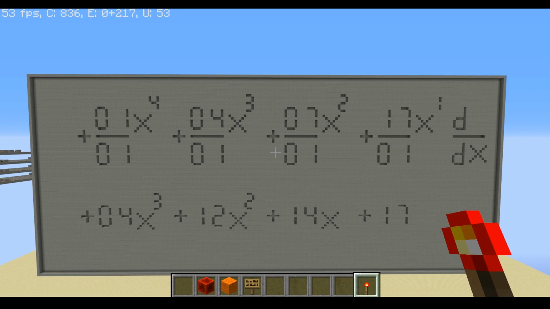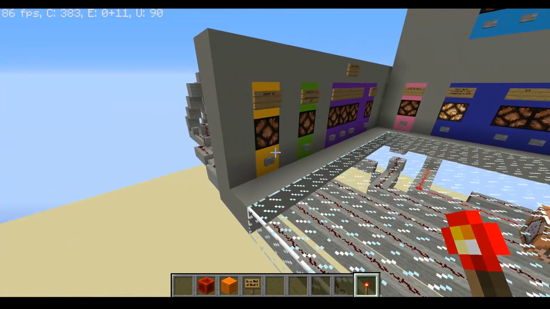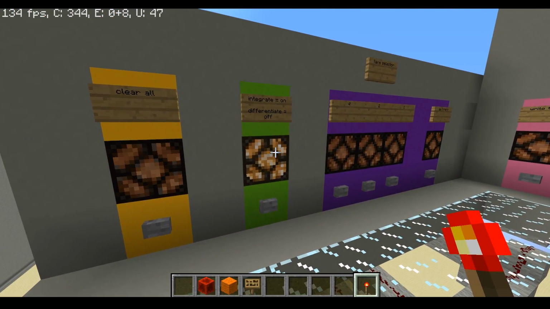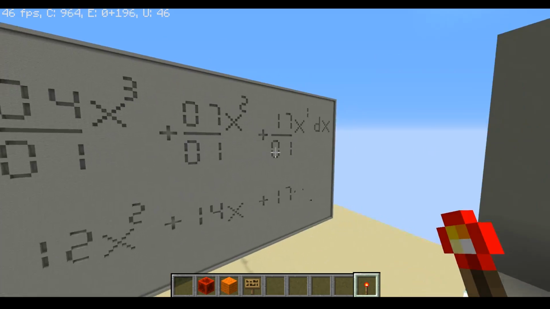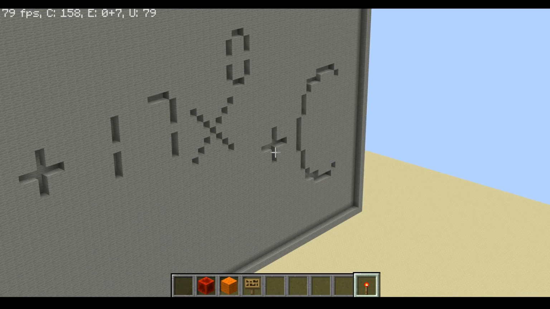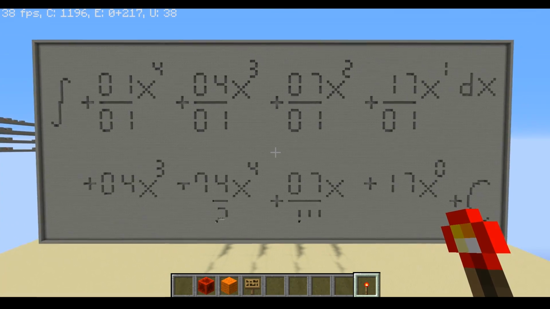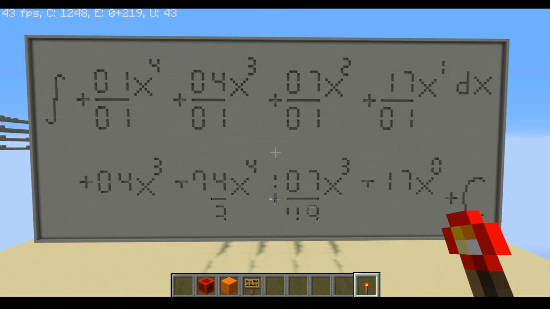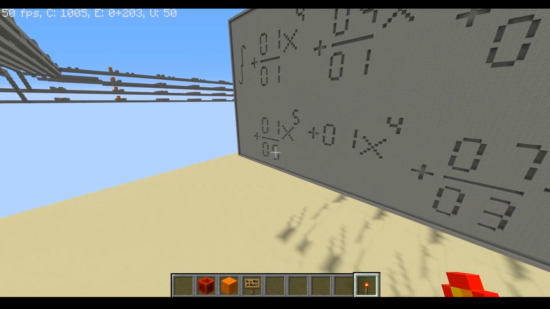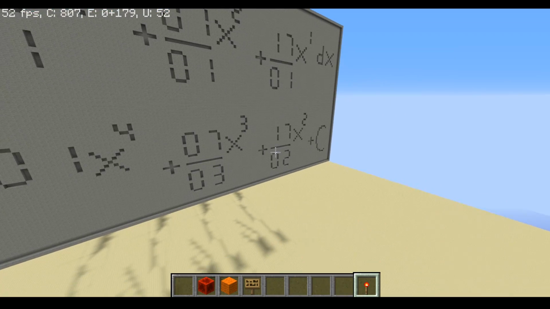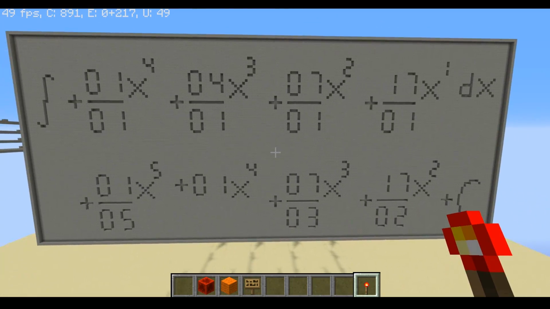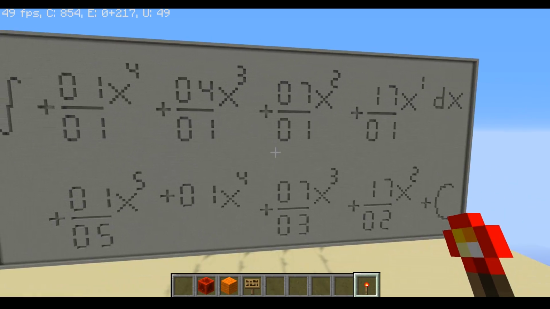But let's just say you want to find the integral of this function. All you would do is you would click this button to integrate the function. Then you should see an integral symbol, a dx, and a plus c pop up, and it should start calculating the integral of the polynomial function, and it is done. So 1 over 5x to the 5th plus x to the 4th plus 7 over 3x cubed plus 17 over 2x squared plus c is the integral of that function.